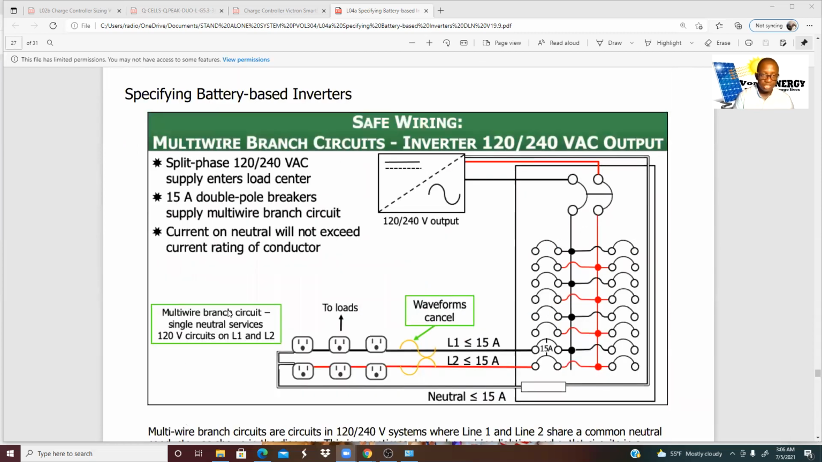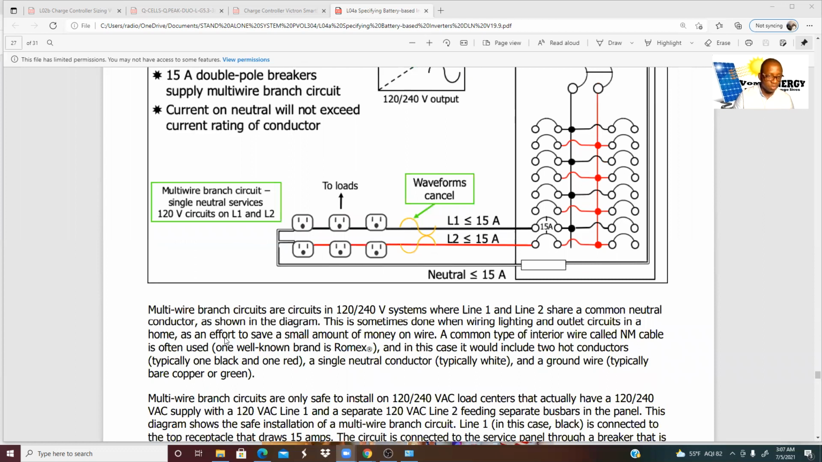The multi-wire branch circuit, safe wiring: an inverter with a 120 to 240 volt output, the split phase 120/240 volt supply, enters the load center. A 15 amp double pole breaker supplies the multi-wire branch circuit. Current on the neutral will not exceed the current rating of the conductor. We have 120 by 240 volt. The multi-wire branch circuit has a single neutral serving 120 volt sockets only, and 220.